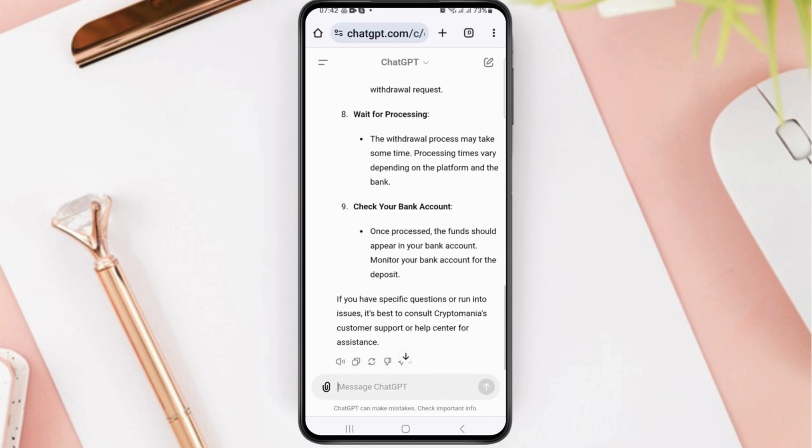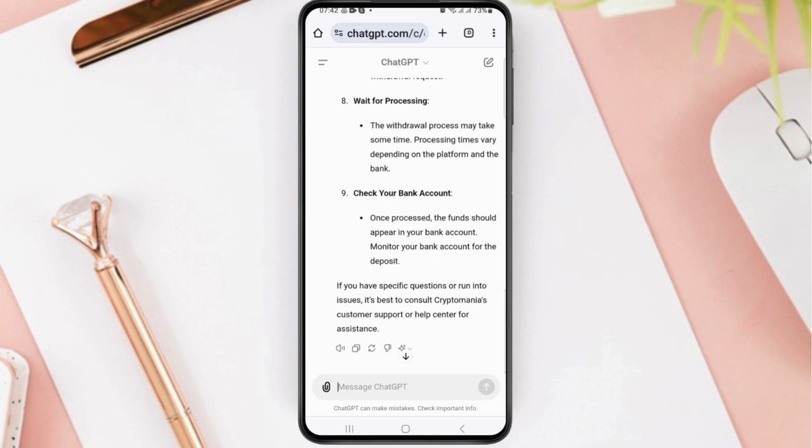The withdrawal process may take some time, and processing times may vary depending on the platform and the bank. Once processed, the funds should appear in your bank account. You can monitor your bank account for the deposit.